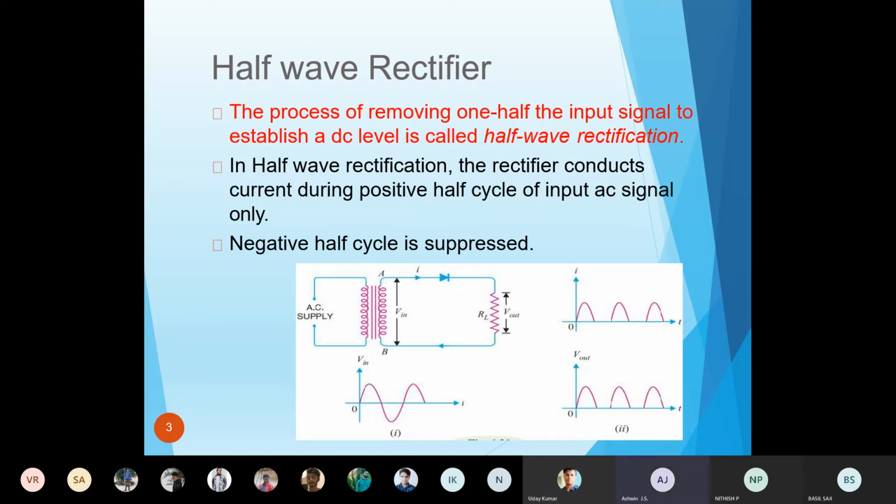Can you see the waveform? Yes, sir. So does it look like DC or what? DC, sir. Is it? Does it look like DC?